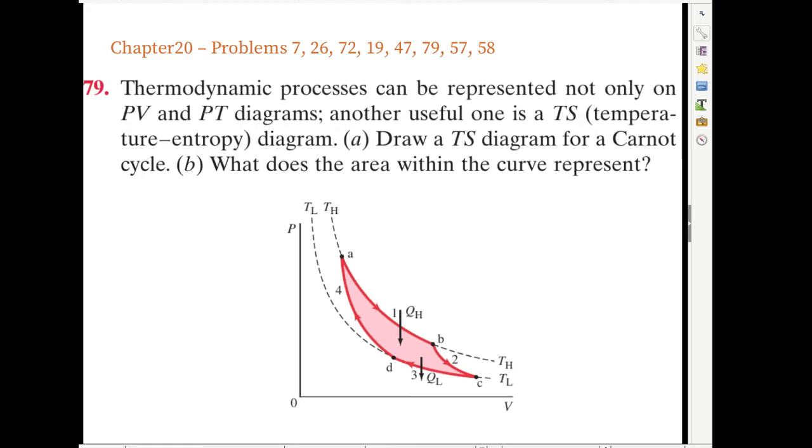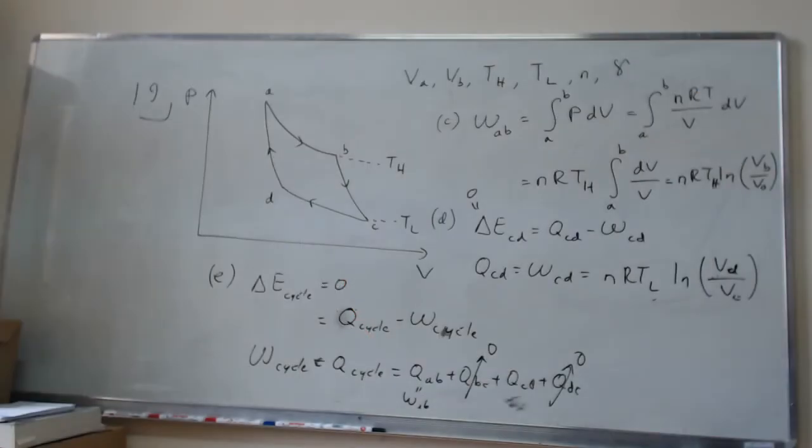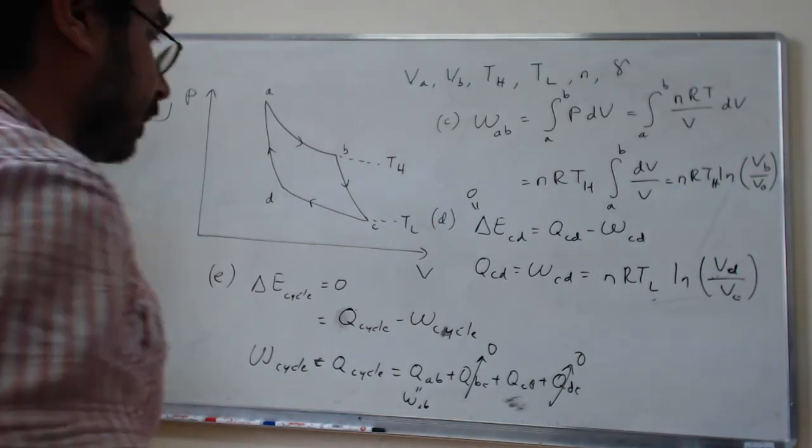Okay, so the next one is that thermodynamic processes can be represented not only on PV and PT diagrams. Another useful one is a temperature-entropy diagram. Draw a temperature-entropy diagram for a Carnot cycle. What does the area within the curve represent? And so this is something we can do. This is actually different.